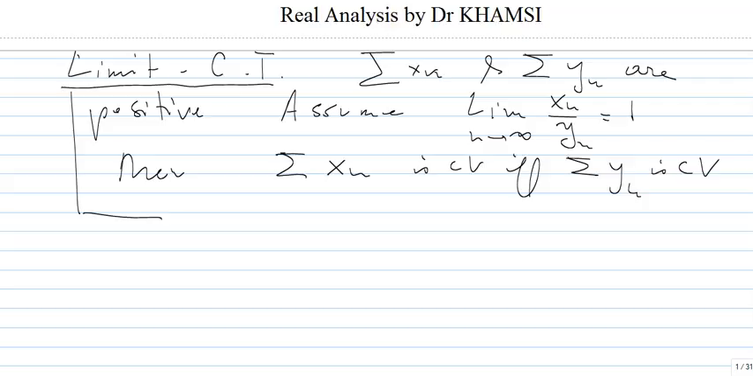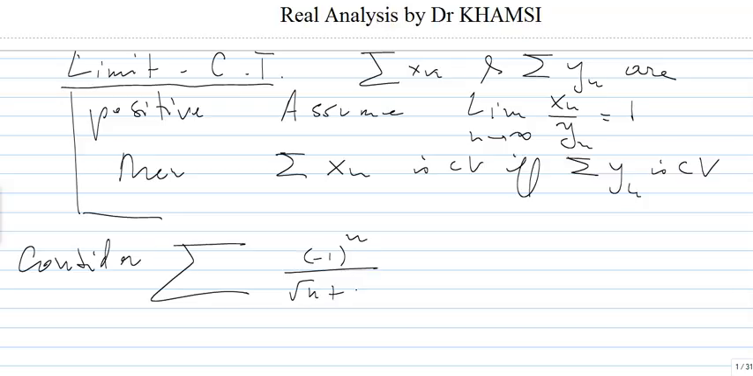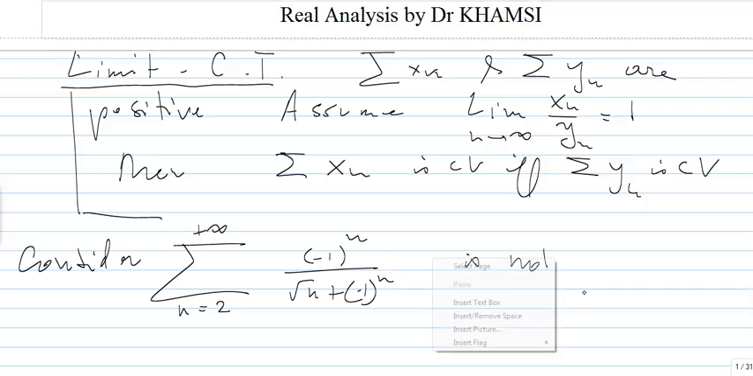Okay, so here is the case now. If we look at our example, we're dealing with sigma. So let us consider the series sigma of minus 1 to the n over square root of n plus minus 1 to the n. If we take n equal 1, we may be in trouble, and therefore we take it from 2 to infinity. Clearly this series is not positive.